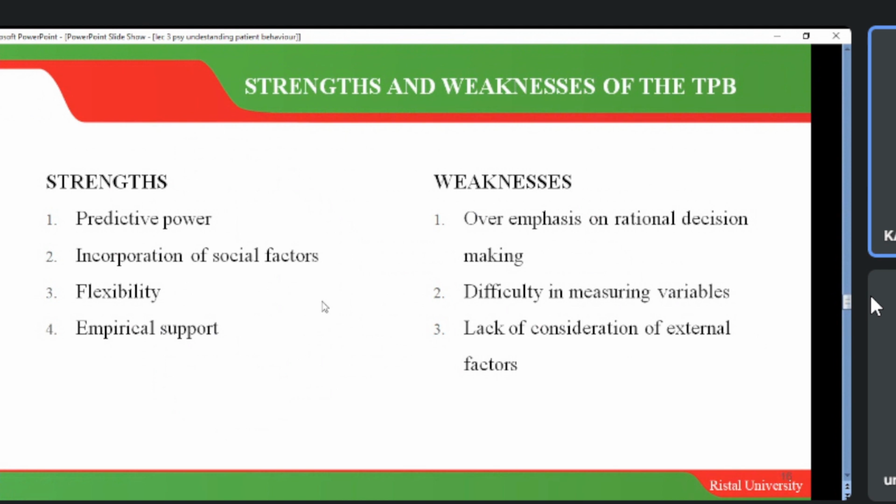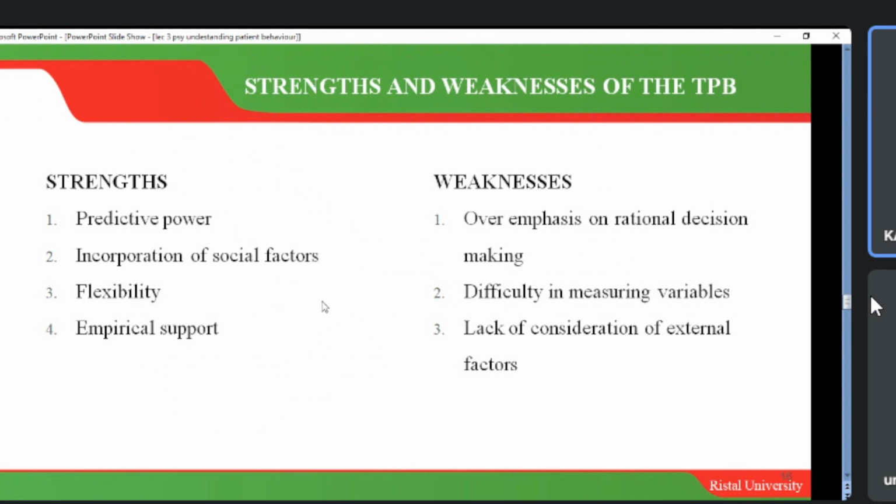Then weaknesses. It has an overemphasis on rational decision making, that individuals can make their decisions at any time they want. Yes, it focuses on intentions, and intentions determine a lot on how that individual will behave. But it overemphasizes it. That is the weakness. Another weakness is that it has difficulty in measuring variables. The variables we have here, social factors, intentions, perceived behavior, you cannot measure such variables.